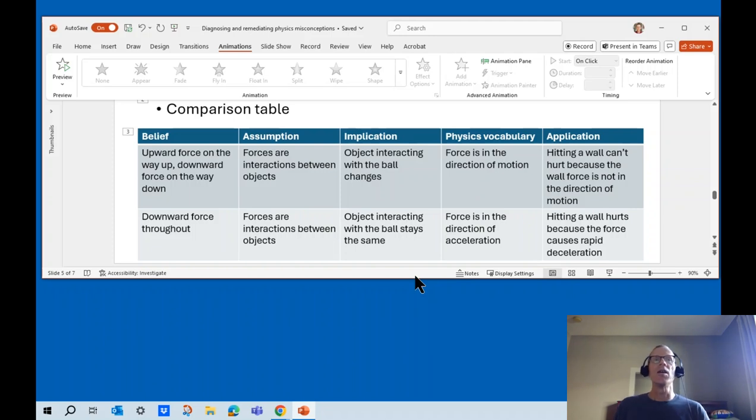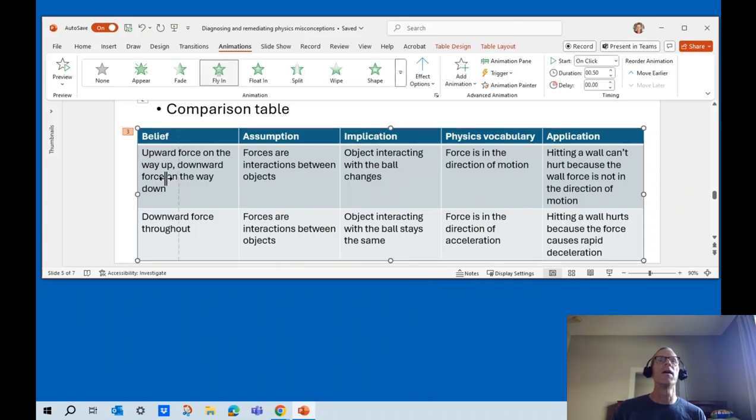So presenting, you could present this completely as is, or you could start with each belief here, and then have the students craft the rest of it. So I'm giving you a finished product here. Well, my version of a finished product.